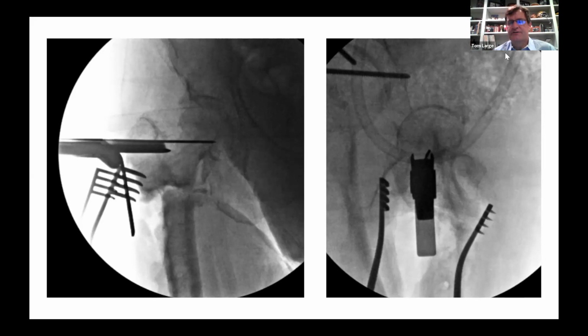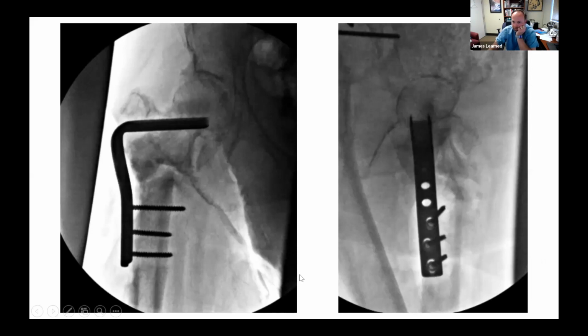So at this point, you're still thinking the blade's coming out and you're putting a cephalomedullary nail in as a second stage. That's correct. Awesome. Carry on. Great. Okay, so here's my device.